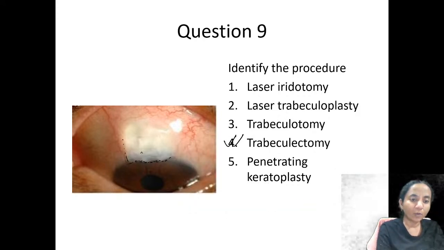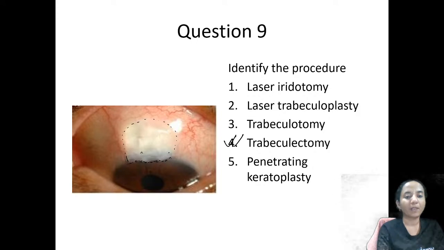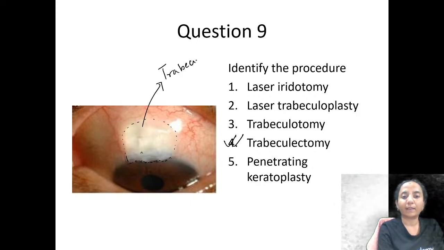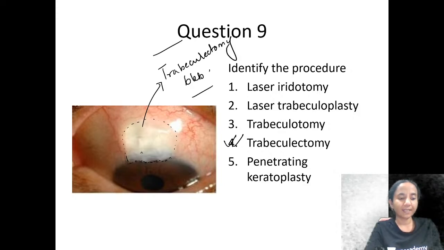So here you can see this conjunctiva, it is raised or ballooned up because there is a direct access of the aqueous humor into this episcleral space. So this is called your trabeculectomy bleb. This is your trabeculectomy bleb. Most commonly done surgery for glaucoma.